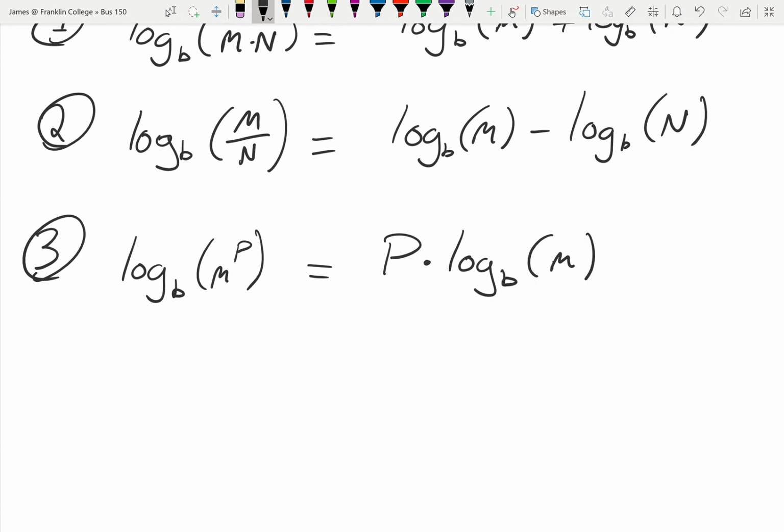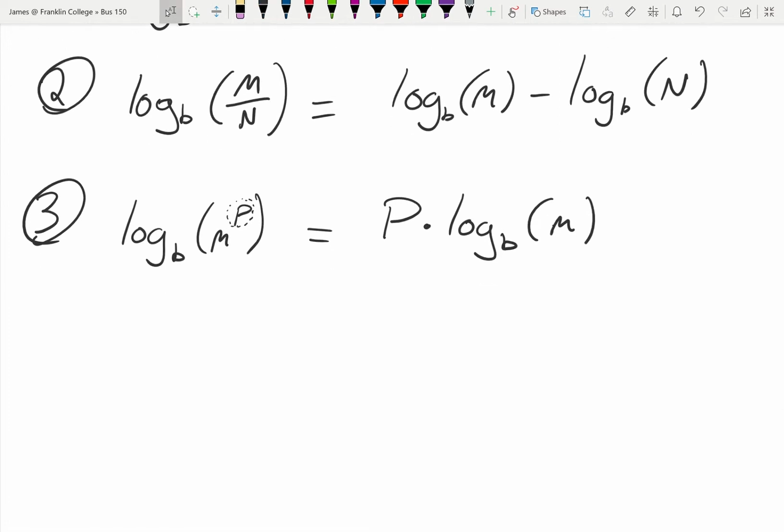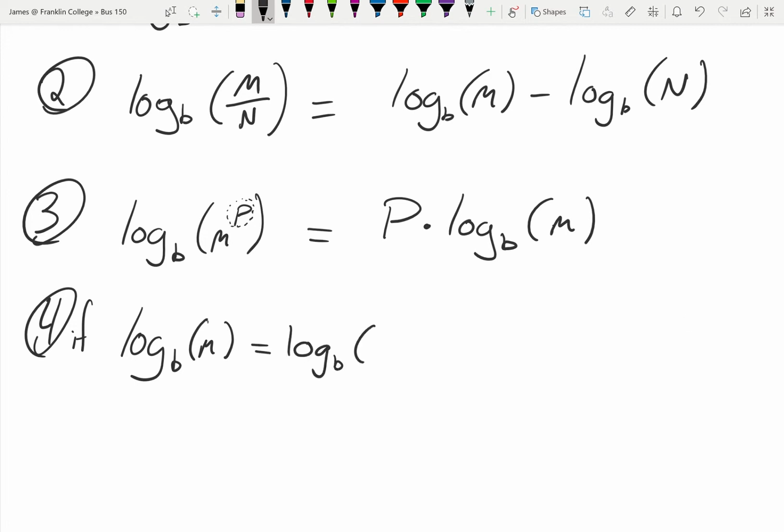This is going to be a property that we are especially going to be using a lot: when we have a log of something being raised to a power, we can take the log of the whole thing and pull out that power. Alright. Last property that we're going to be dealing with: if log base b of m equals log base b of n, then we know that m equals n.